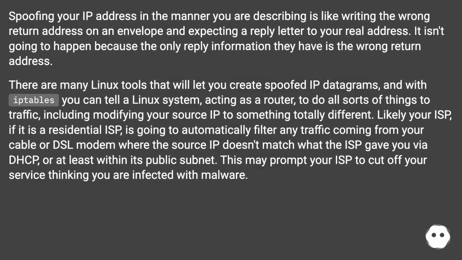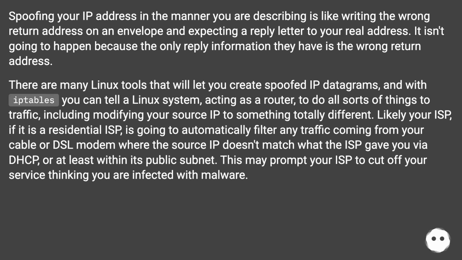Spoofing your IP address in the manner you are describing is like writing the wrong return address on an envelope and expecting a reply letter to your real address. It isn't going to happen because the only reply information they have is the wrong return address. There are many Linux tools that will let you create spoofed IP datagrams, and with iptables you can tell a Linux system acting as a router to do all sorts of things to traffic, including modifying your source IP to something totally different.